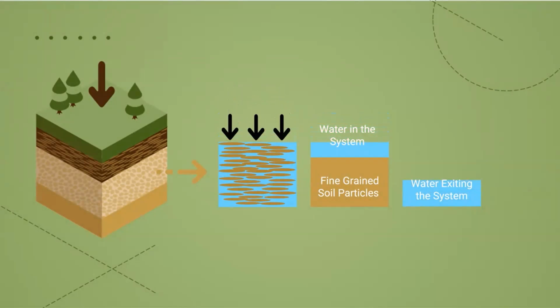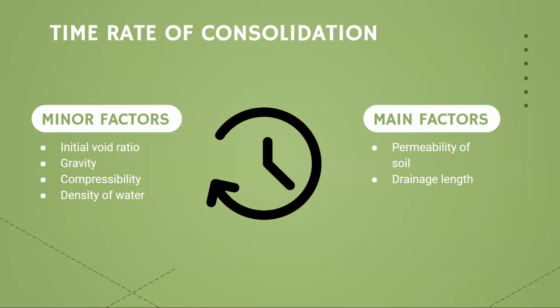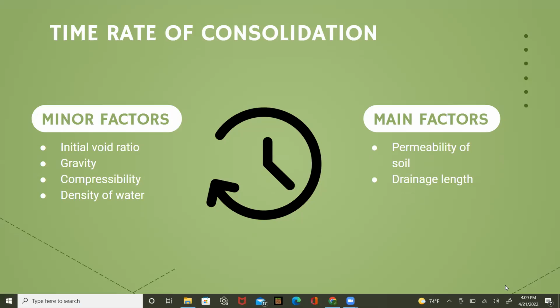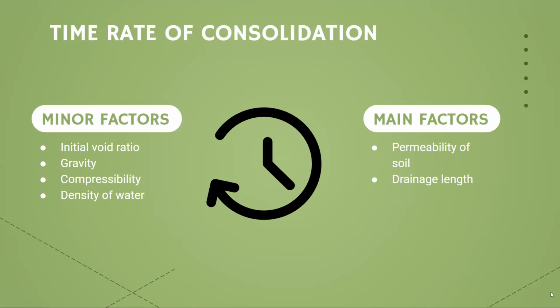Now on to the time rate of consolidation. The time rate of consolidation is exactly what it sounds like, the rate at which consolidation occurs. There are many factors at play, some of the minor ones being the initial void ratio, the gravity, the compressibility of the soil, the density of the water within the layer. But the main factors and the ones that we're going to be analyzing is the permeability of the soil and the drainage length. Of course, the more permeable a soil is, the faster water is able to drain out of the soil, resulting in a faster rate of consolidation.